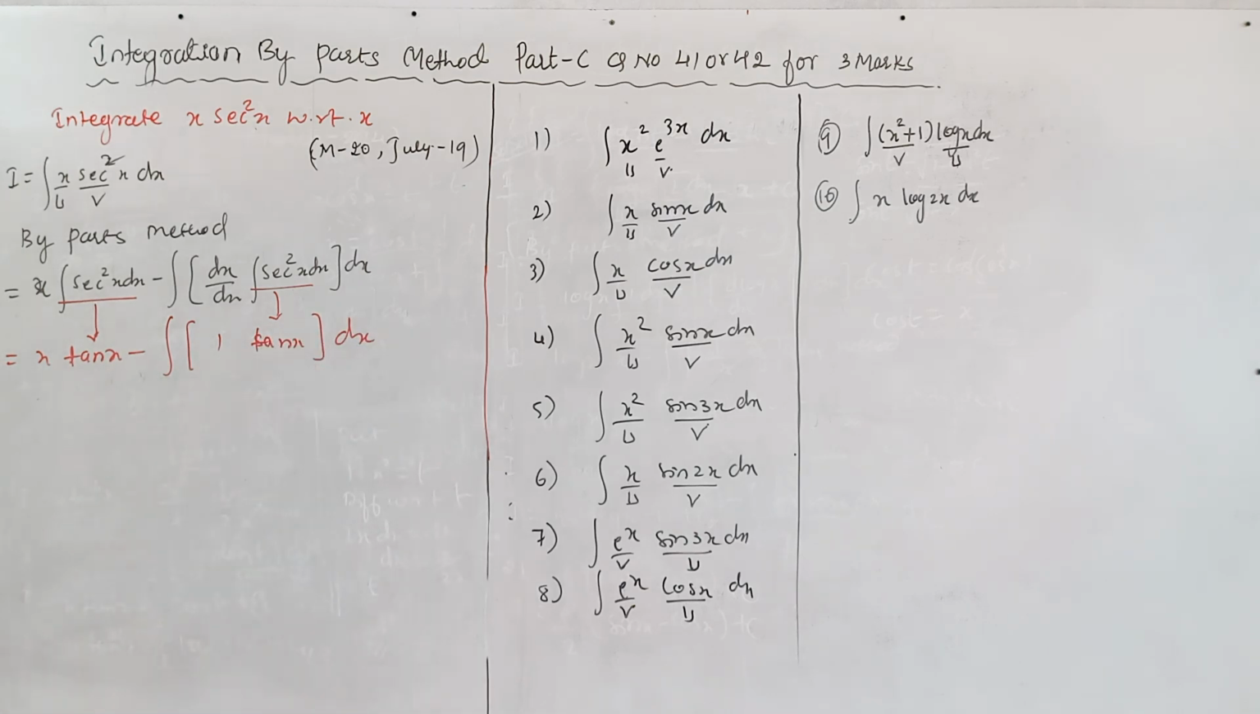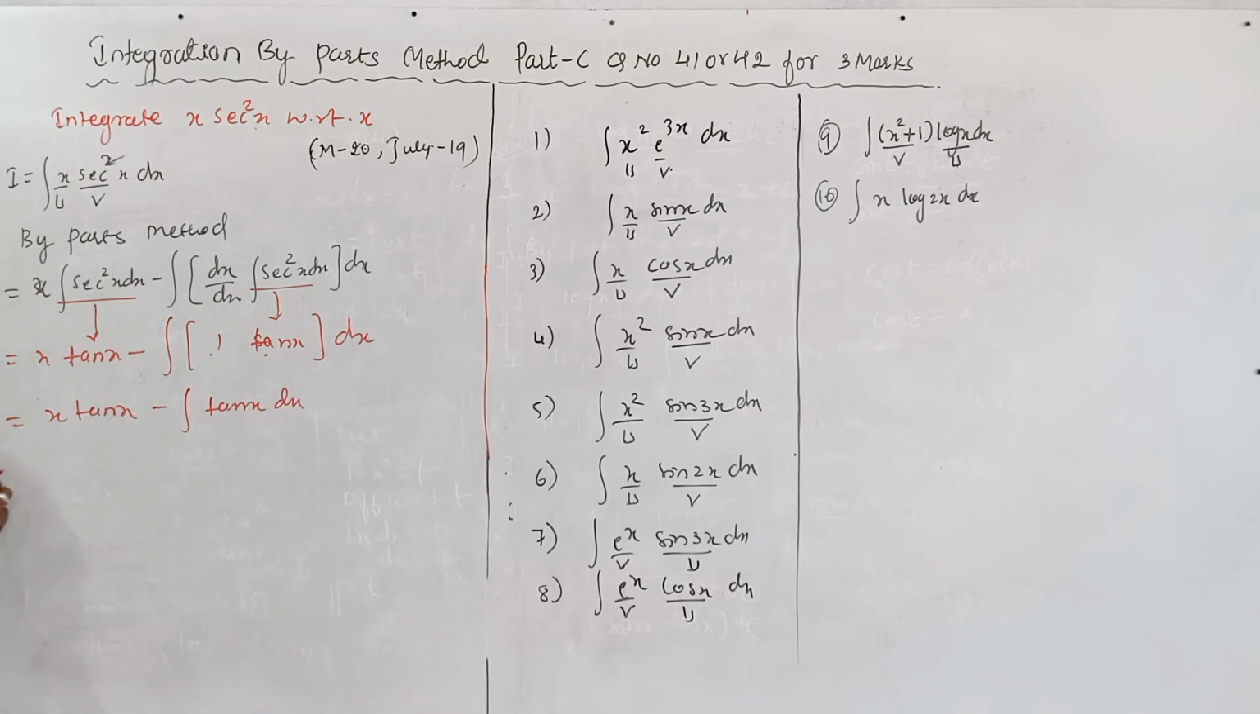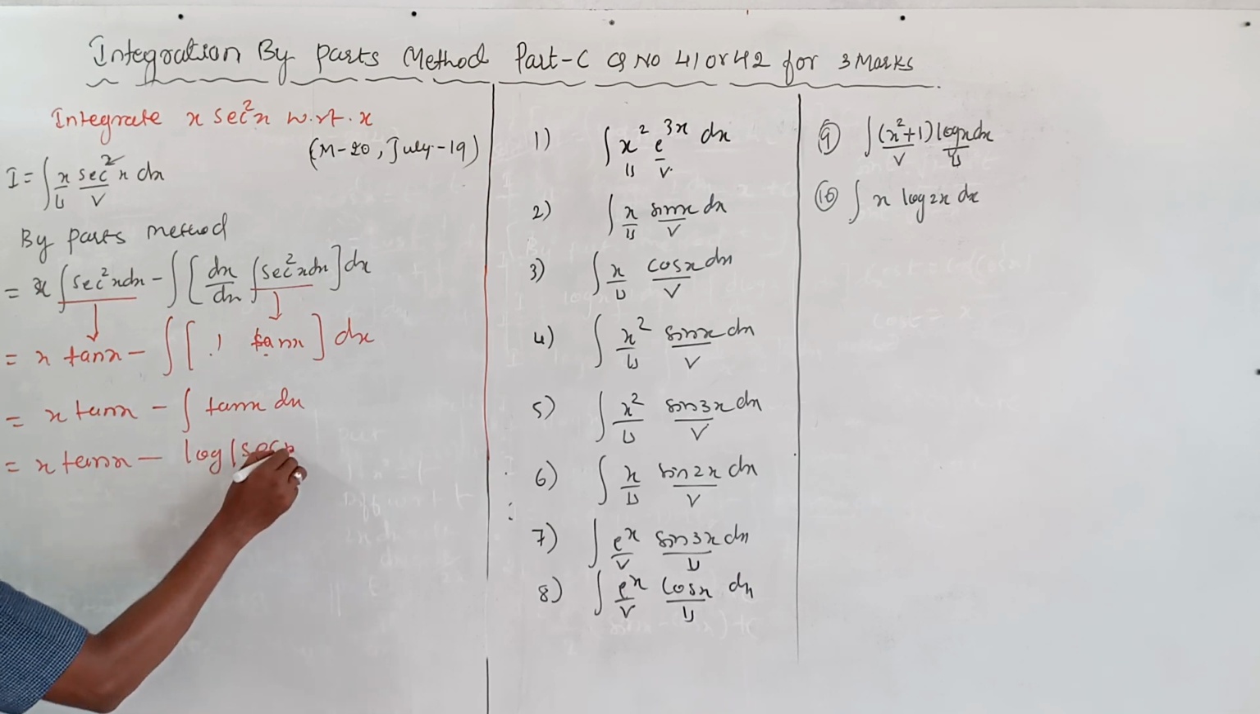What is the integration of tan x? Integration of tan x is log mod sec x. Tell me, integration of tan x is what? Log mod sec x. That is I is equal to x tan x minus 1 into tan x is what? Integration of tan x dx. Now I is equal to x tan x minus log mod of sec x plus c.